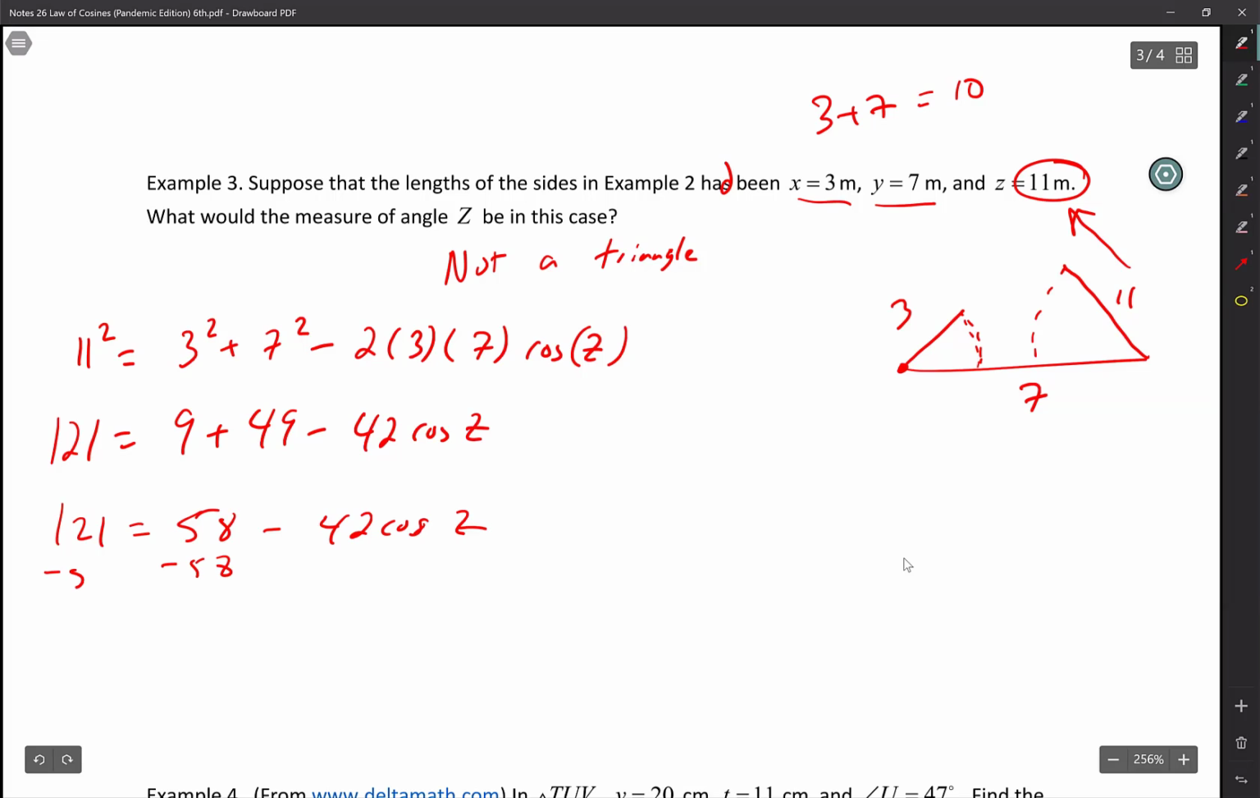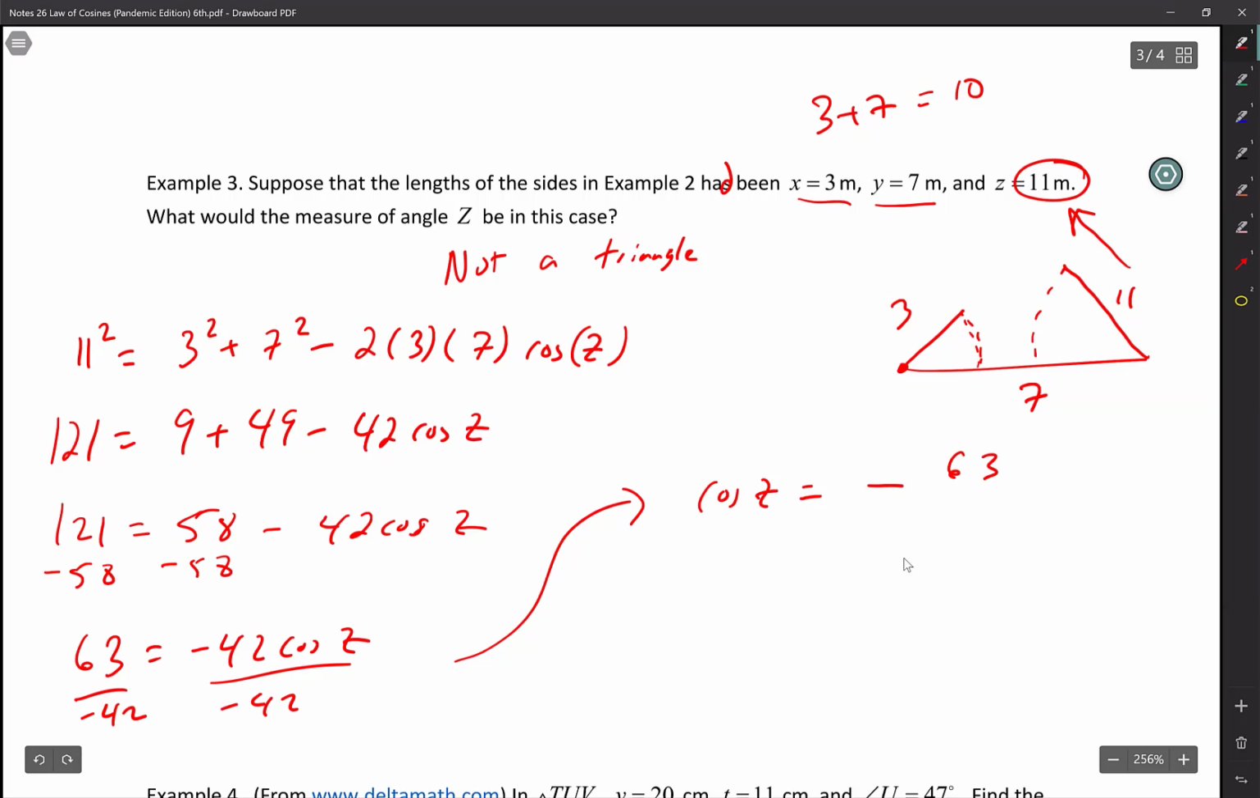Subtract the 58, subtract the 58. 60 and 60 is 120, and I am 3 away from 58 and 21. Okay, so that's 63. So negative 42 cosine z. And then I'm going to divide by negative 42. And look what happens. Cosine z equals negative 63 over 42. Angle z is arc cosine of negative 63 over 42. If you type this on the calculator, you will get an error, or undefined if you're using a TI product. If you're using a TI-84, you'll get error.